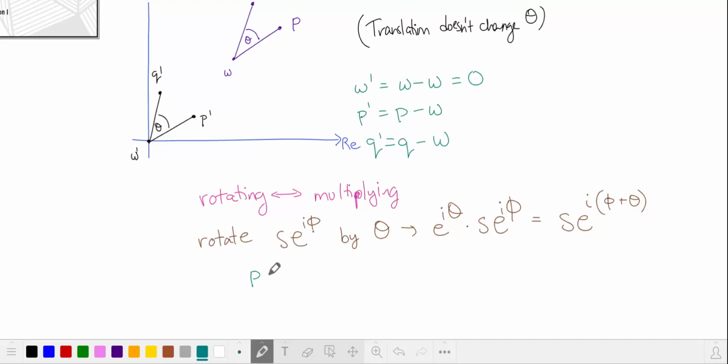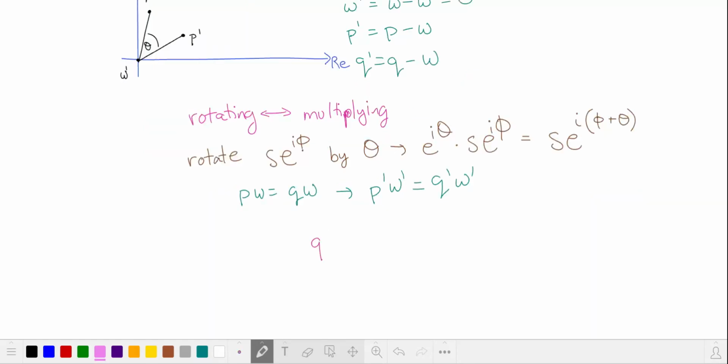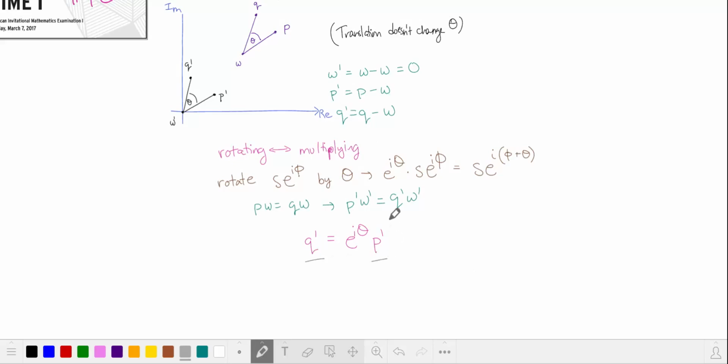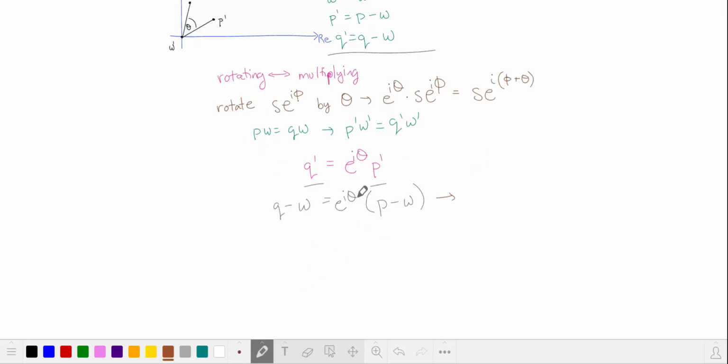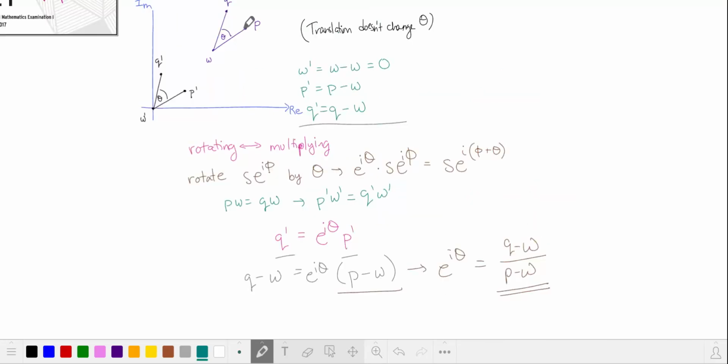So if the distance from P to omega is the same as the distance from Q to omega, this goes the same for P prime omega prime being the same as Q prime omega prime. We can then get to Q prime by rotating P prime. We'll make our substitutions here for P prime and Q prime in terms of P and Q. And if we want to figure out what theta is, then we can divide by this coefficient. So the argument of this quotient is the same as the angle between P and Q around omega.